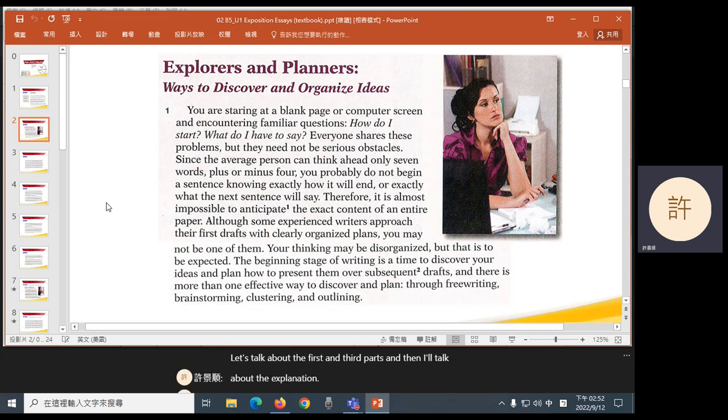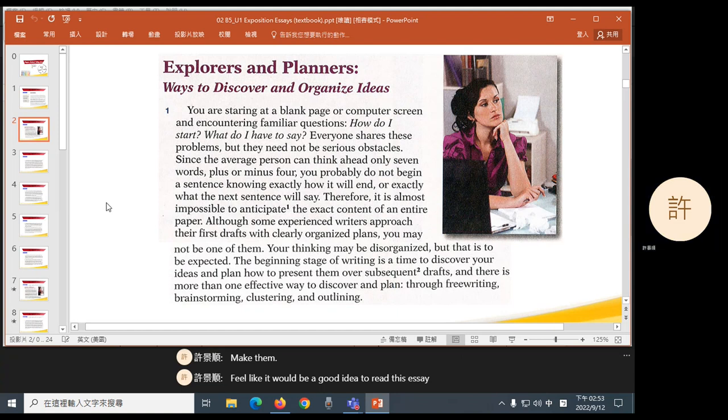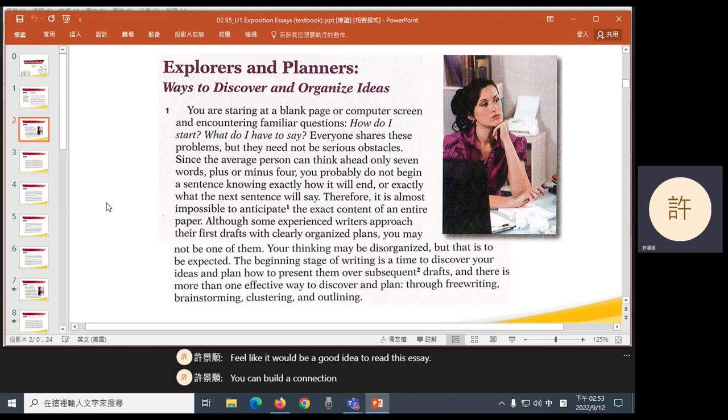The introduction has one job. You have to attract the reader's attention. You have to make the reader want to keep reading. And the way to do this is to build some kind of connection with your reader. Make them feel like it would be a good idea to read this essay. You can build a connection by showing how this essay could be useful to the reader. Maybe it's important for the reader to know. Maybe it would be interesting and fun for the reader to read your essay.